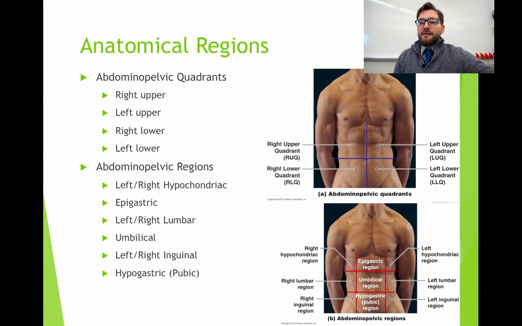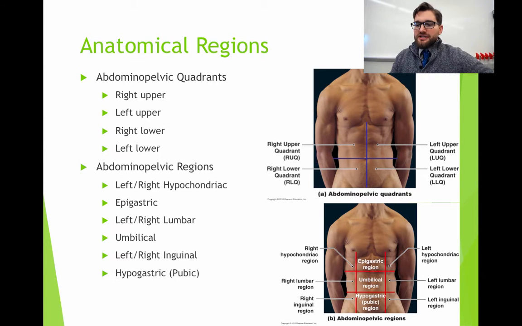There are a number of anatomical regions that we need to point out. The abdominal pelvic quadrants are broken up into the left and right upper quadrants and the left and right lower quadrants. We also have abdominal pelvic regions. The right hypochondriac region and the left hypochondriac region are towards the top, right at the ribs. In between the two is the epigastric region.